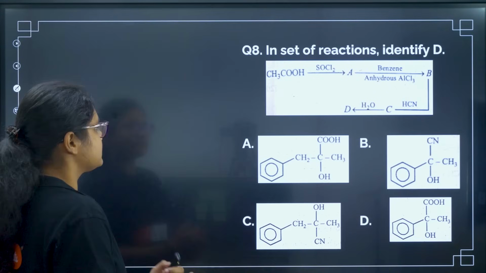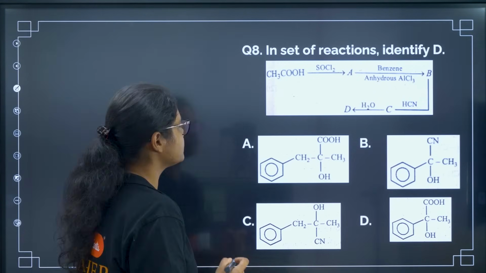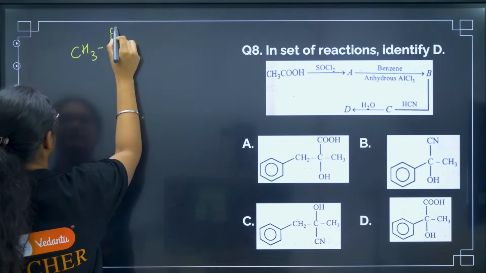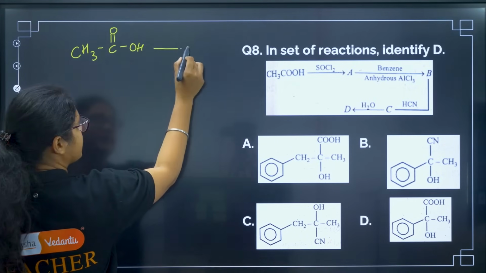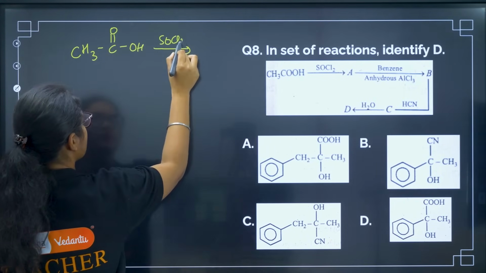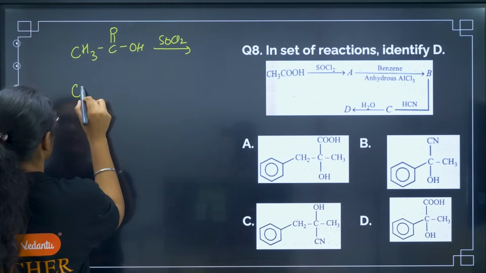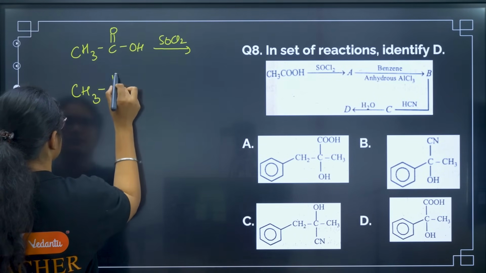Okay, now let us see the next question. So we have this first CH3COOH, okay, and then it is reacted with SOCl2. So we know OH will be replaced by the Cl group. So I will be getting here CH3COCl.